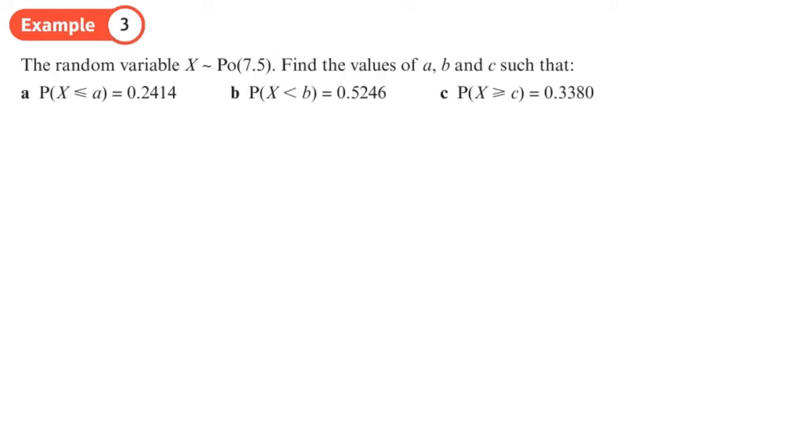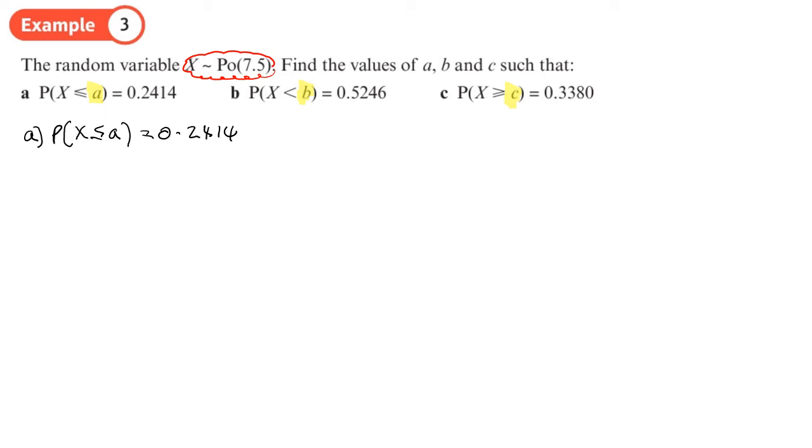Right, on this you'll notice that we have the probability, but we don't have the value of x. So here we're going to use the tables to help us, but we need to be careful with the greater one and the less than one in part B, B and C. So part A, probability that x is less than or equal to A is equal to 0.2414, and I can see that lambda is 7.5. So I'll find the table.